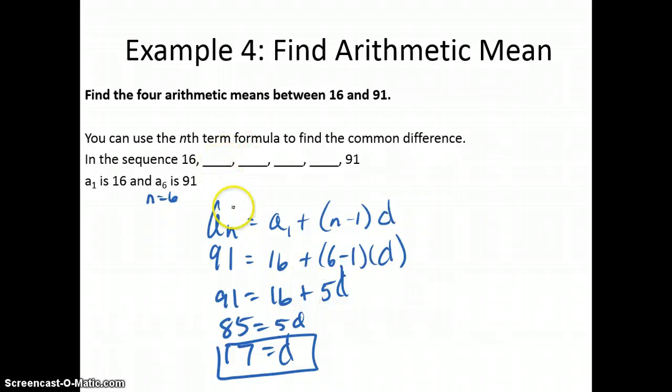So a great way to check this is to add 17 each time and see, when I do, do I get all the way to 91? So basically all I did was plug in information that was given to me, and I used that to find the common difference.